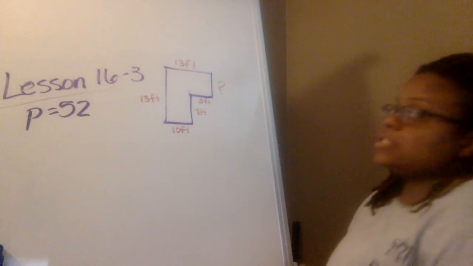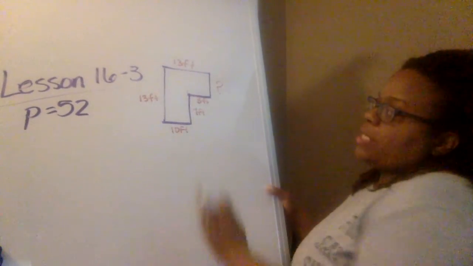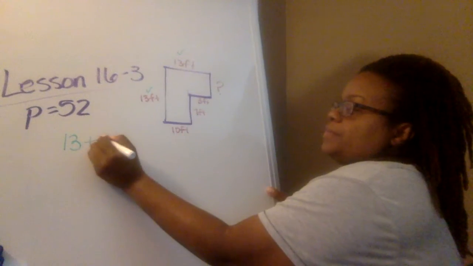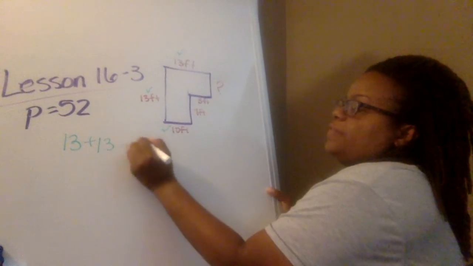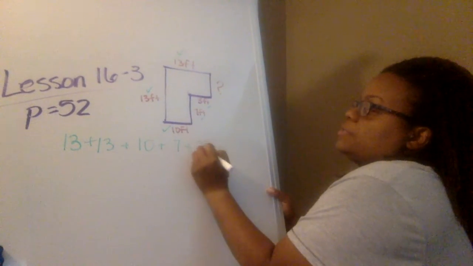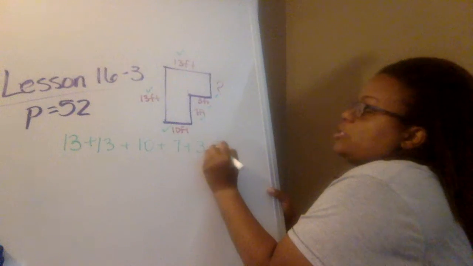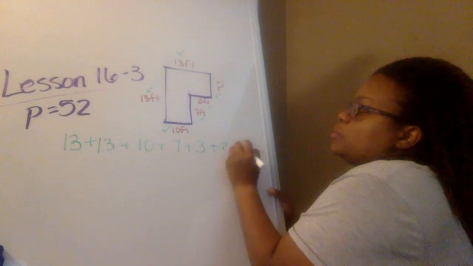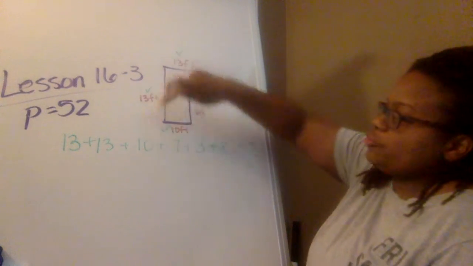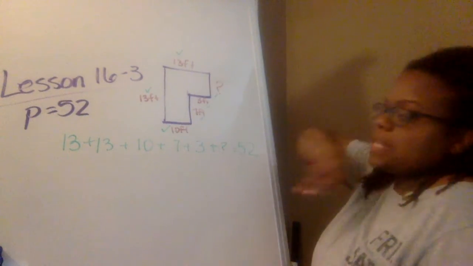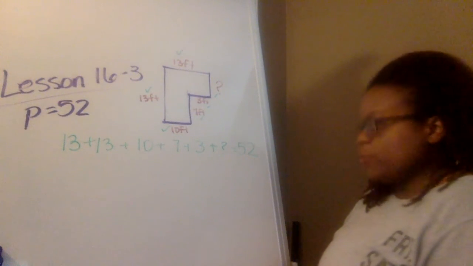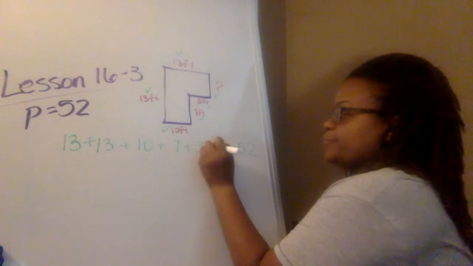So I'm going to get started with my equation. My equation, 13 feet plus 13 feet plus 10 feet plus 7 feet plus 3 feet plus my question mark, my unknown, equals 52. So I got a lot of adding to get done. I had 1, 2, 3, 4, 5, 6 numbers. So I'm going to start adding them together.